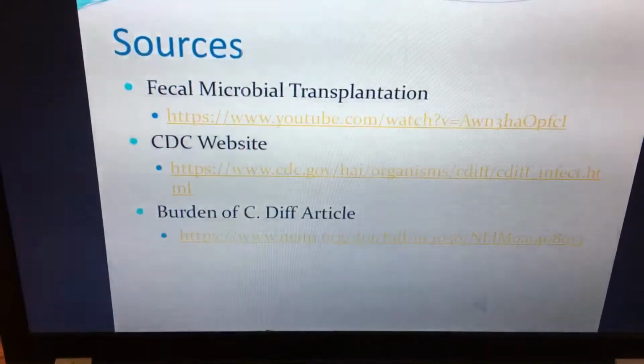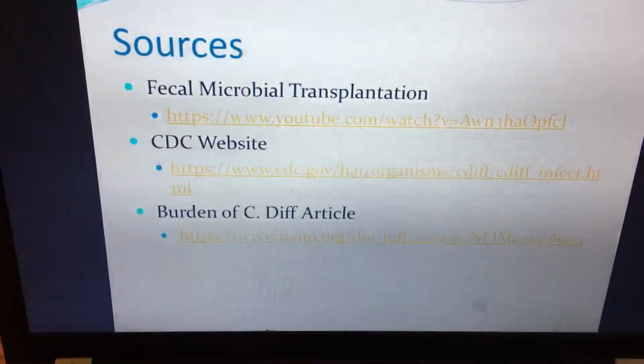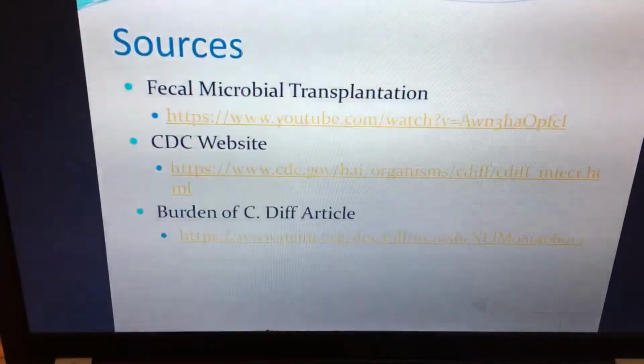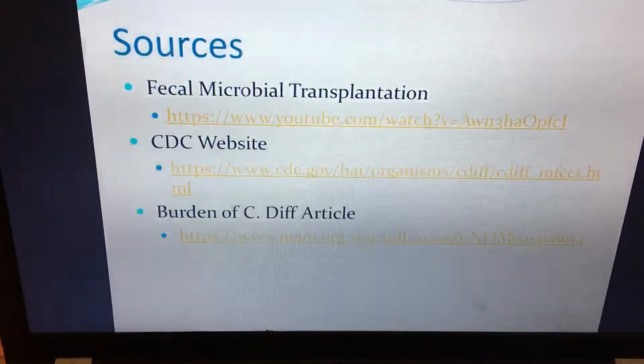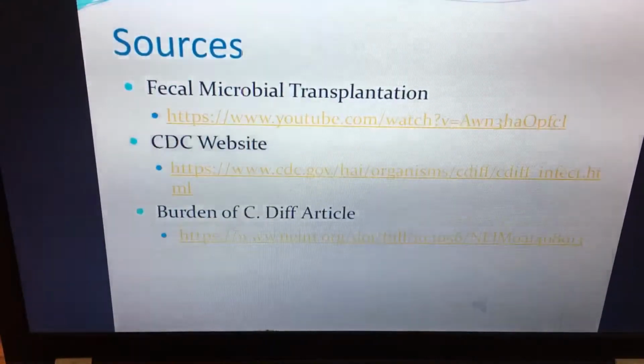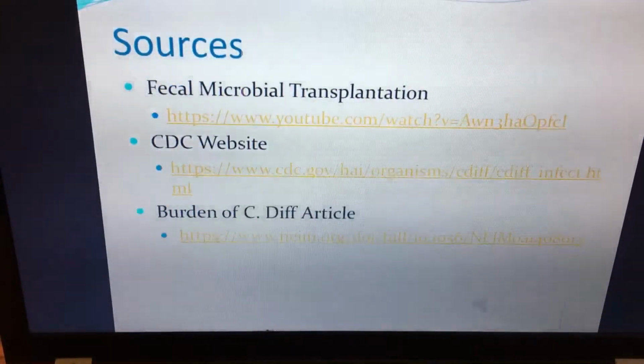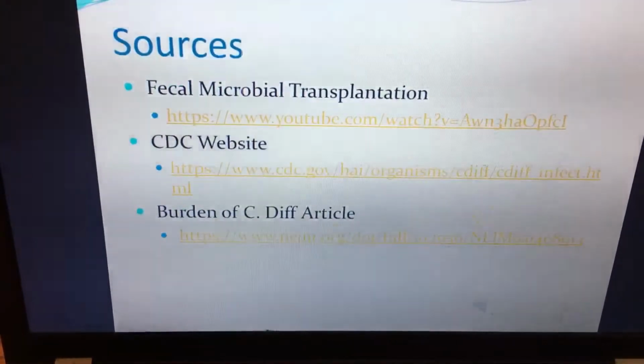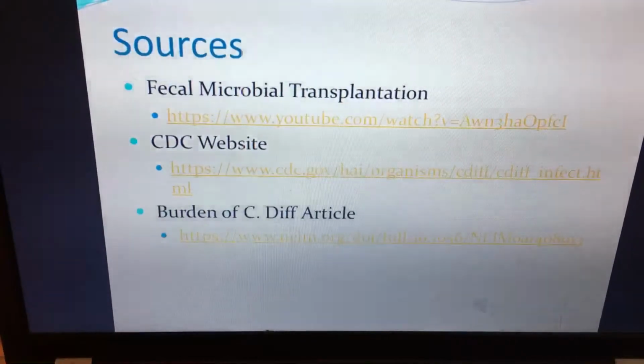This is the most easily preventable disease in healthcare, yet it's one that you see the most occurring in the hospitals, and really there's no excuse for it. So always wash your hands with soap and water. That's the most important thing that you can do for yourself and for your patients to prevent this from happening.